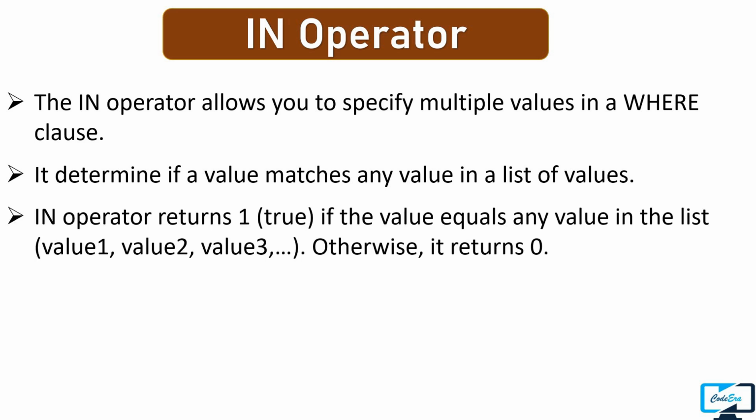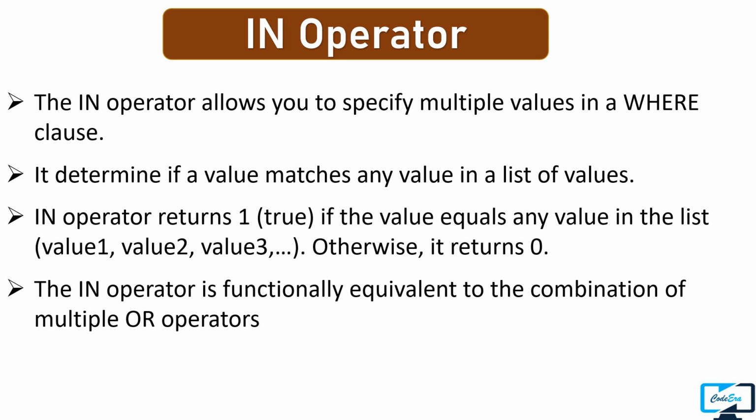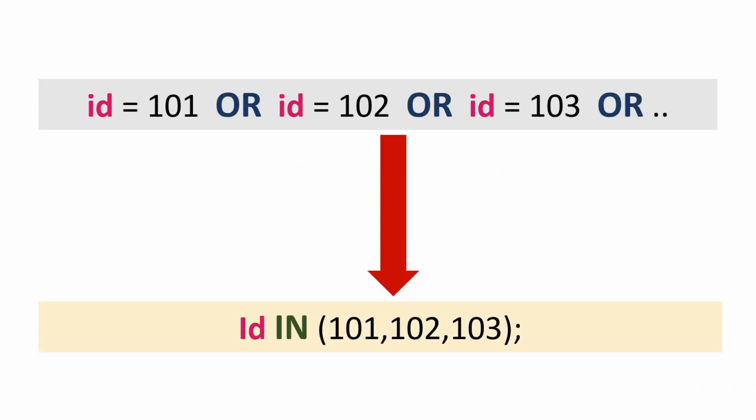If any value in the given list equals the column value of the table, then the in operator will return true or 1. Otherwise it will return false or 0. So we can say that the in operator is shorthand for multiple or conditions. If you are applying multiple or operators on the same column, then it is good practice to use the in operator instead of multiple or operators.